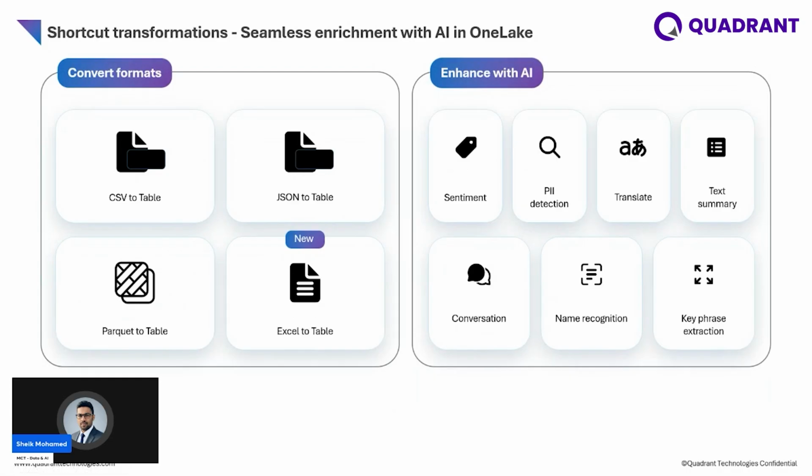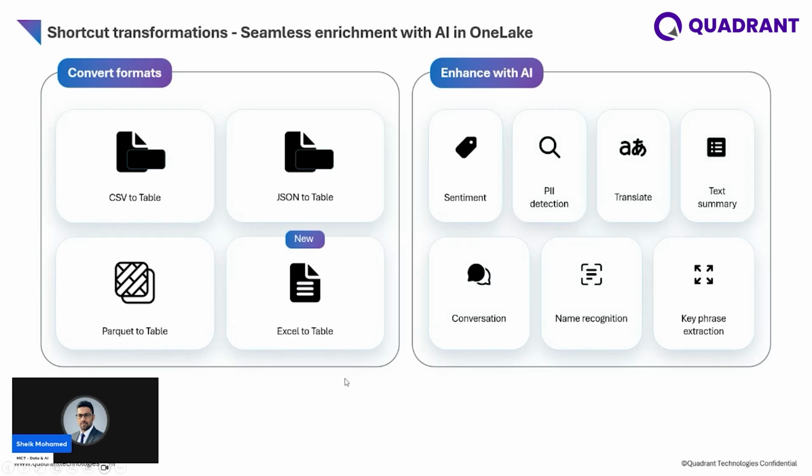And with respect to shortcut transformations, if you're planning to create any external shortcut, we know that the native format within Fabric is the Delta Parquet format. But what if you need to connect to file formats apart from Delta Parquet? It could be CSV files or JSON, or we now have Excel support as well. I think Microsoft is taking on that heavy lifting, so all of the transformations happen automatically.